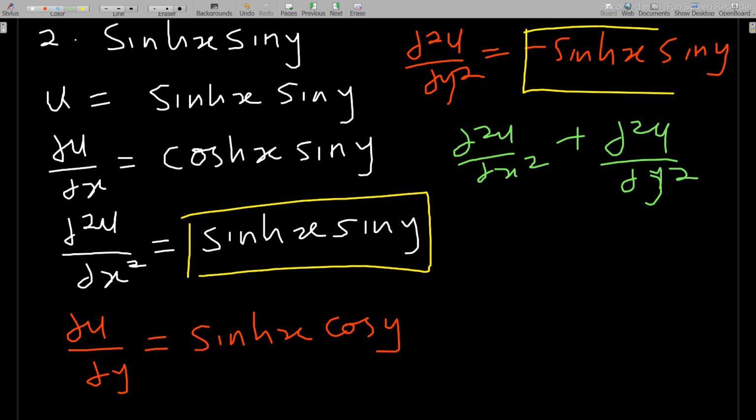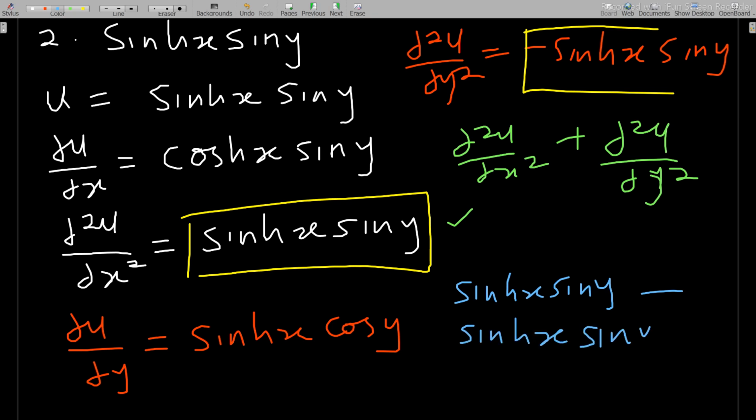Now del squared u del x squared is this one. When you sum it, you get sine x sine y, plus negative this, so minus sine x sine y, and this will give me 0. When you add them, you get 0. So because the addition results in 0, it means that this function u, which is sine x sine y, is actually harmonic. So our next task here is to find a harmonic conjugate.